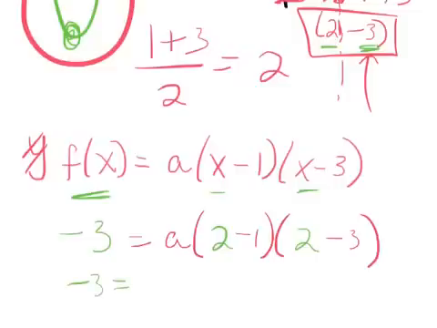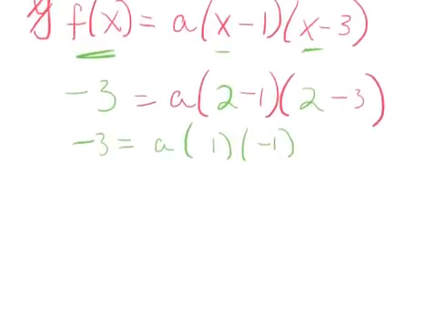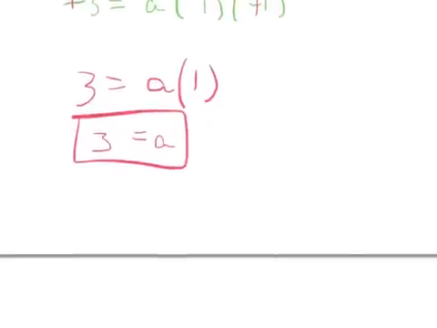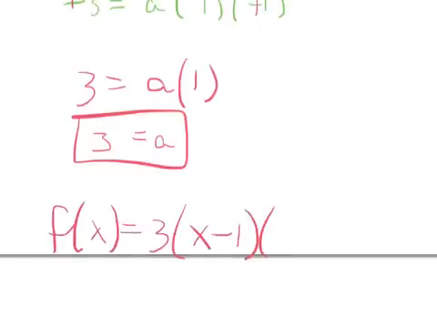Negative 3 equals a times (2 minus 1), which is 1, and (2 minus 3) is negative 1. So we're going to end up with a negative 1 on the right-hand side. Canceling out our negatives, making those both positives, we get 3 equals a times 1, or a simply equals 3. If a is 3, our answer looks like the following: f of x equals a times (x minus root 1) times (x minus root 2). That's our answer in root form.